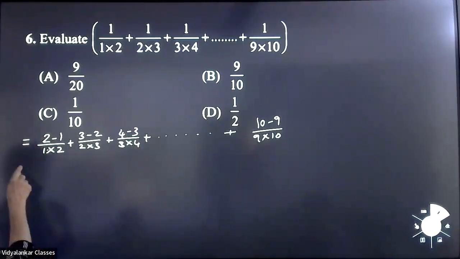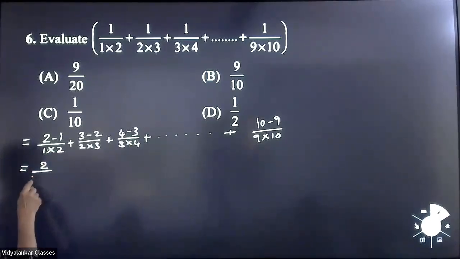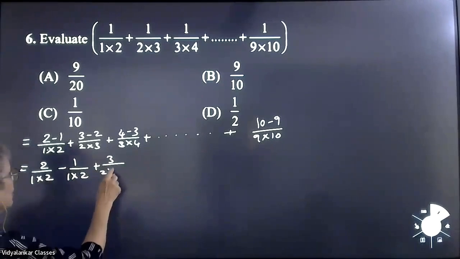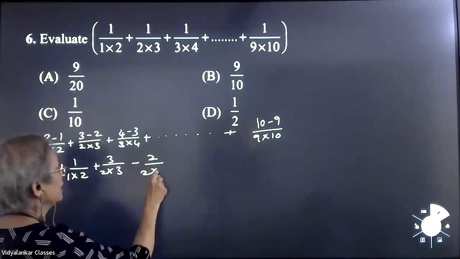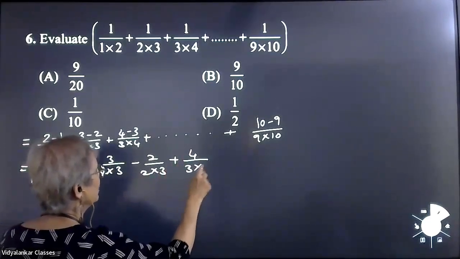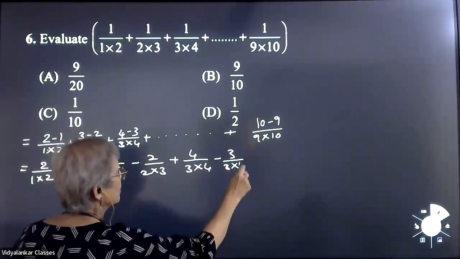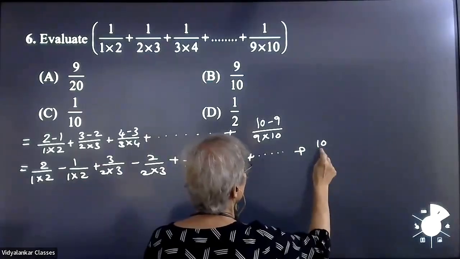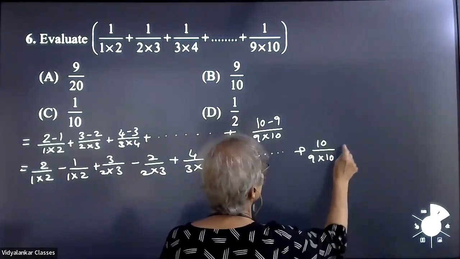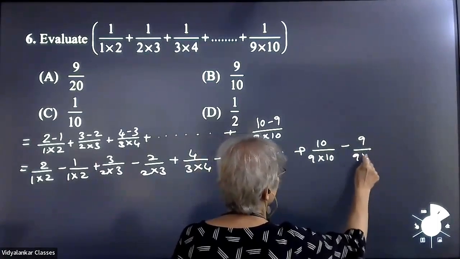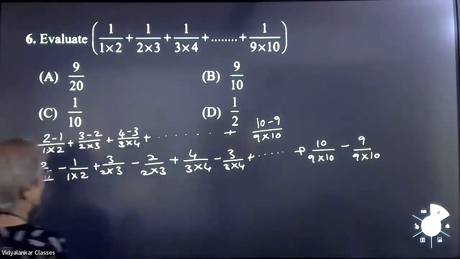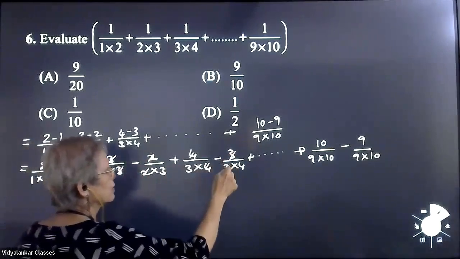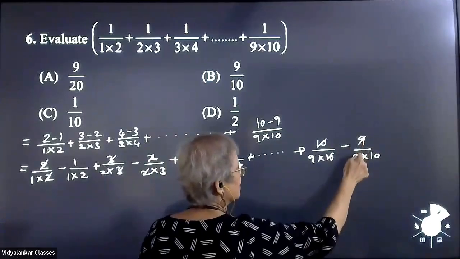Don't forget. Okay. So now it is 2 upon 1 into 2 minus 1 upon 1 into 2 plus 3 upon 2 into 3 minus 2 upon 2 into 3 plus 4 upon 3 into 4 minus 3 upon 3 into 4. Then dot dot dot dot. There are terms in between, and the last two terms are 10 upon 9 into 10 minus 9 upon 9 into 10. And now again this will get cancelled. 3, 2, 4, 3, then 10 and 9.